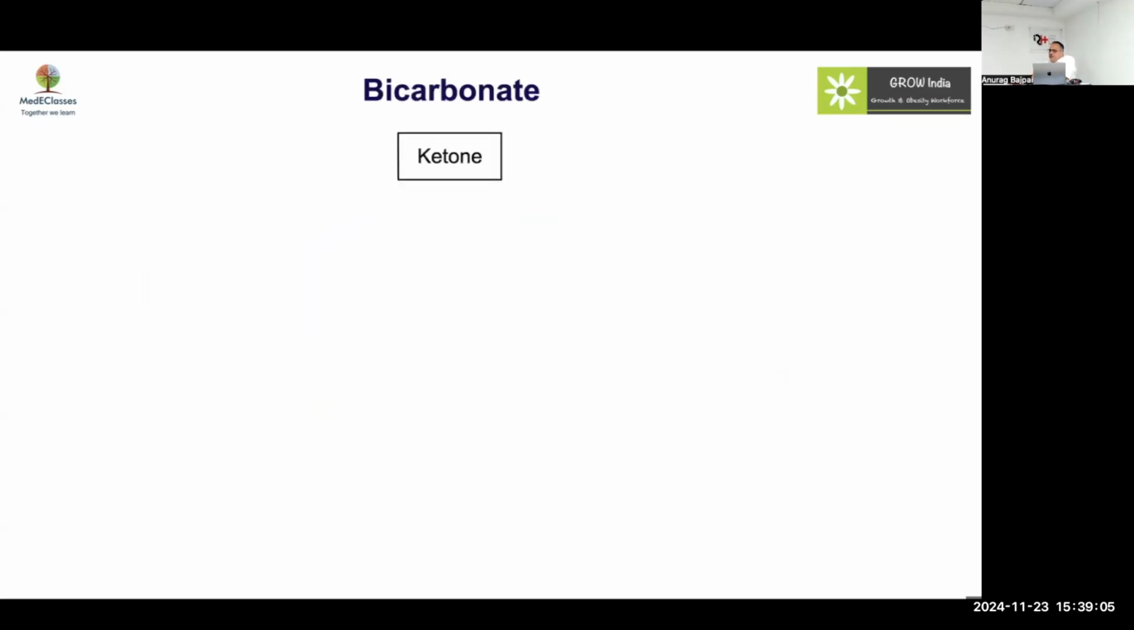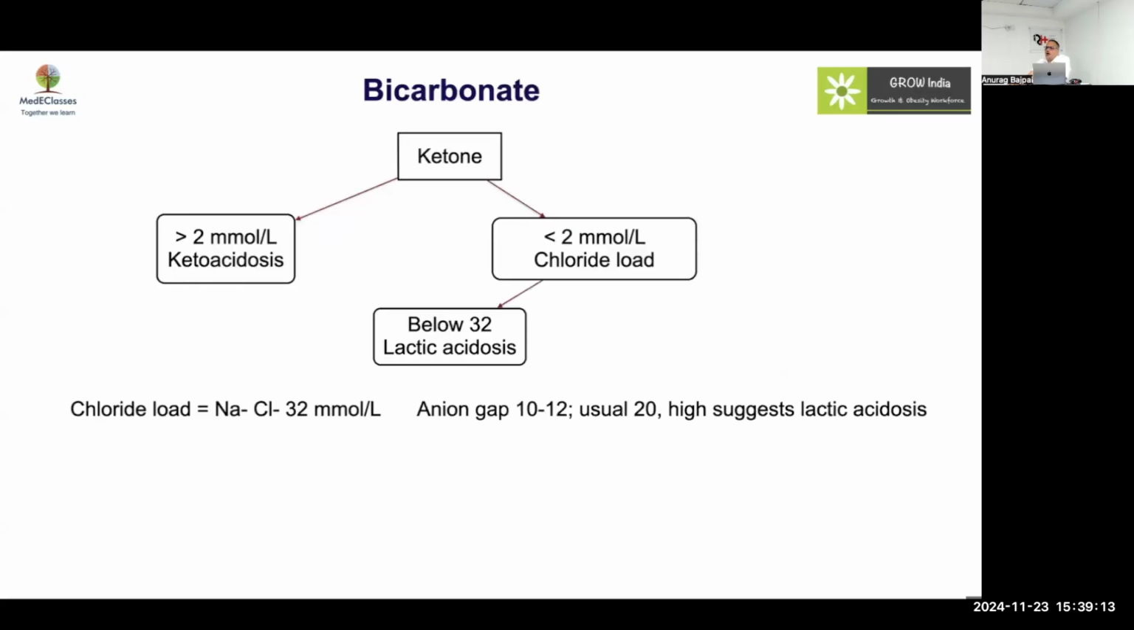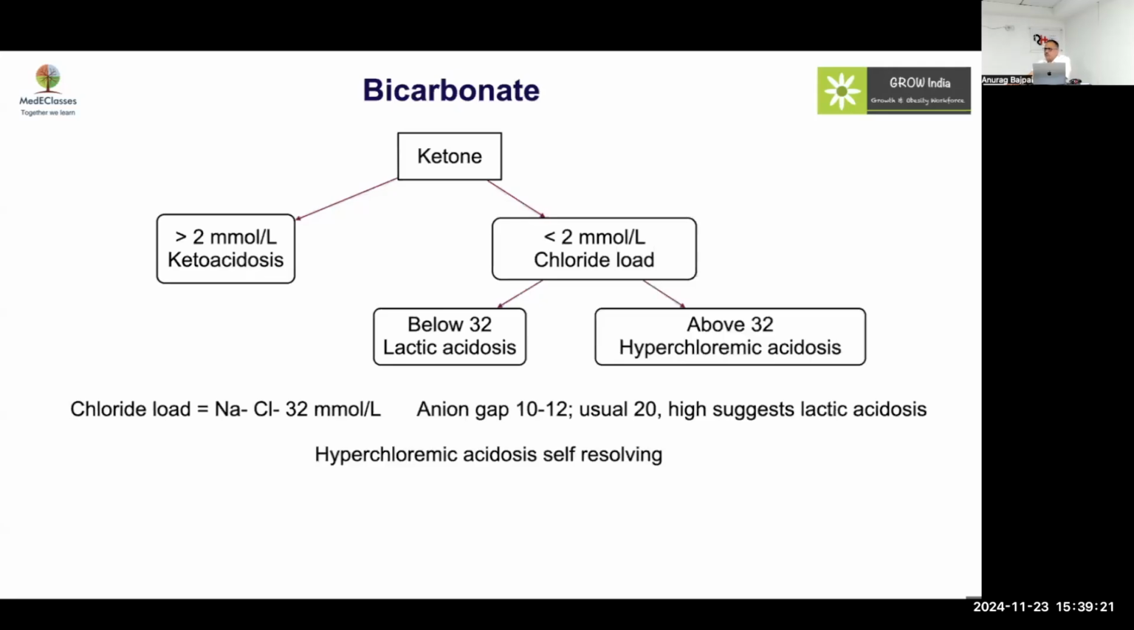Bicarbonate should not be given, and if there is persisting acidosis, first exclude whether DKA has resolved or not, then exclude hyperchloremic metabolic acidosis along with lactic acidosis. So anion gap or a chloride load will give you the correct diagnosis in that perspective. If it's a hyperchloremic metabolic acidosis, which is very common on treatment, it will improve. Do not continue your insulin in that perspective.